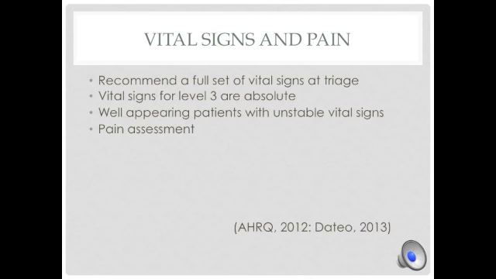Vital signs and pain assessment at triage. The ESI research team recommends a full set of vital signs at triage, with the exception of patients who meet high acuity and need to be seen immediately. Vital signs for level 3 patients are absolutely needed every time. It is possible to have a well-appearing patient with unstable vital signs. These patients may not be initially seen as meeting ESI level 1 criteria until vital signs are taken. For example, an elderly patient who states they are dizzy and vital signs show a heart rate of 30. This is an ESI level 1 for the need of immediate intervention, such as life-saving medications or electrical therapy.